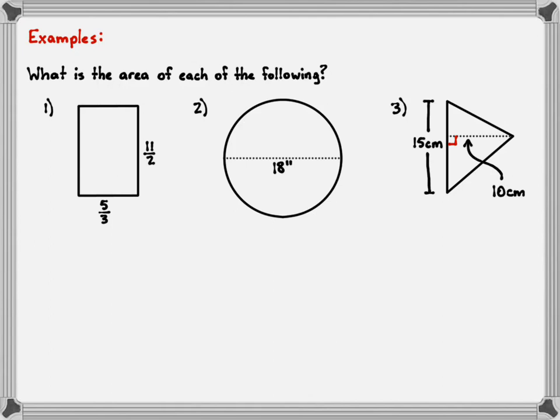Anyways, let's go on. The area of a rectangle is base times height, and so the base of this rectangle is going to be 5/3 and the height is going to be 11/2. So with that said, when I multiply those, remember when I multiply fractions, I multiply the top with the top and the bottom with the bottom.